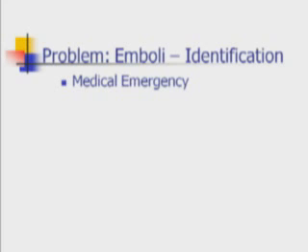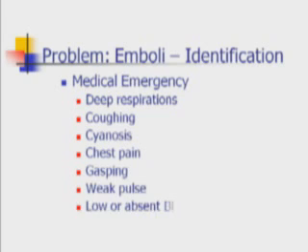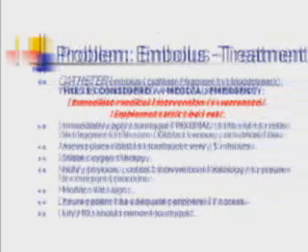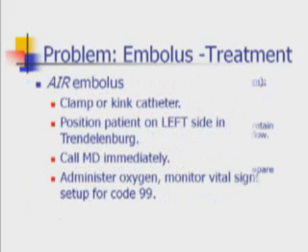Symptoms of pulmonary embolism may be vague, or they may resemble symptoms associated with other diseases. Symptoms can include deep respirations and/or shortness of breath, cough with or without hemoptysis, cyanosis, chest pain, gasping or tachypnea, tachycardia, low or absent blood pressure. If you suspect catheter embolism from a peripheral site, keep the patient quiet. Immediately tourniquet the limb proximal to the suspected embolus. Initiate the critical access team, or CAT.